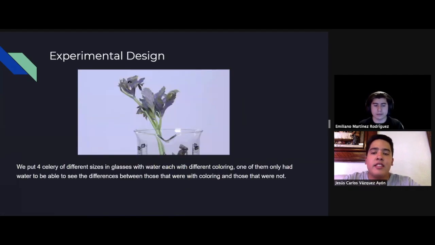The experimental design. We put 4 celery plants of different sizes in glasses with water, each with different coloring. One of them only had water to be able to see the difference between those that were colored and those that were not.